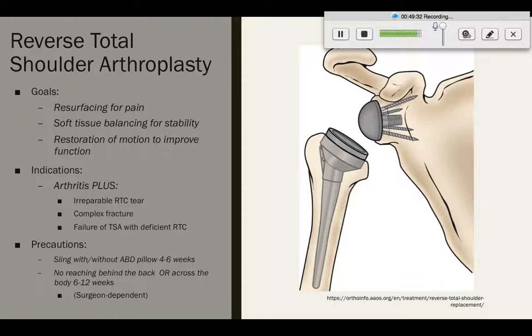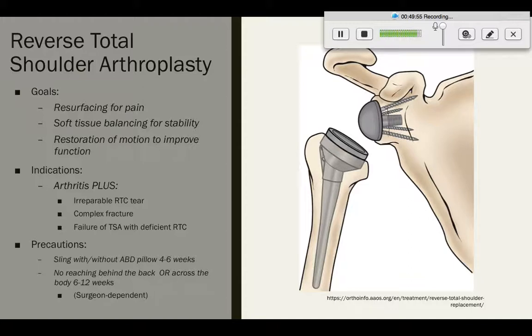So precautions following surgery. As I mentioned, instability is more common, or the risk is higher in this population. So again, sling with or without an abduction pillow, depending on the surgeon, for 4 to 6 weeks. Big range of motion precautions. No reaching behind the back or across the body, 6 to 12 weeks. This can be longer depending on the surgeon.